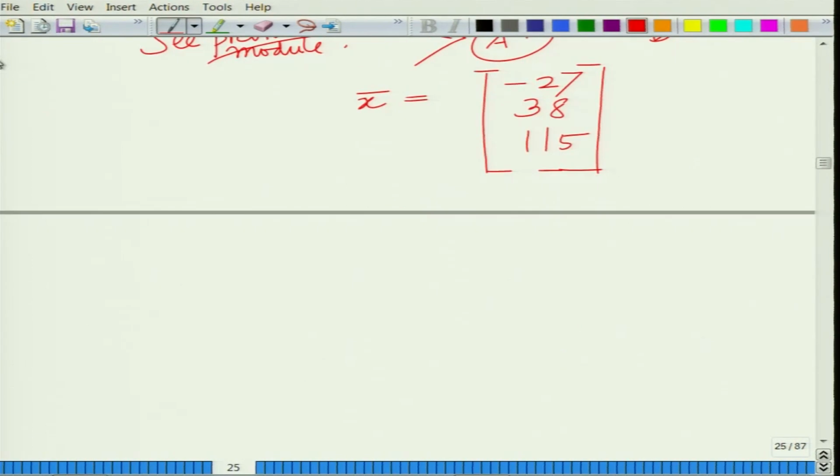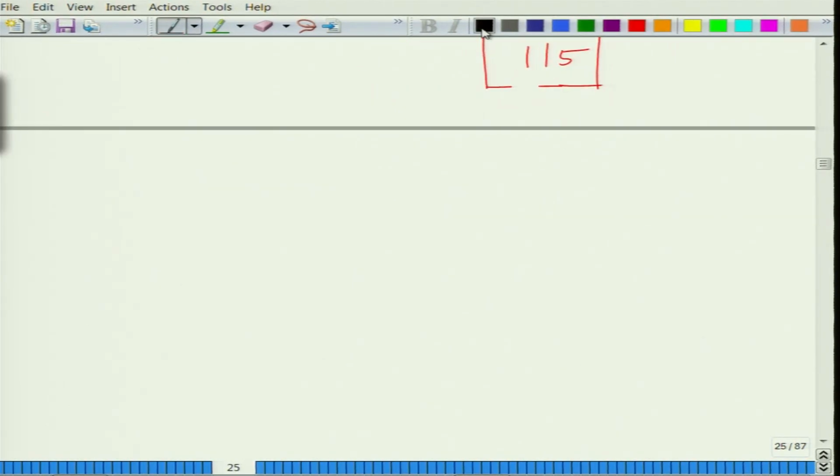Now, let us move on to other interesting examples. Of course, this is an abstract example. Let us move on to other interesting practical real life applications of linear algebra, the theory of linear algebra and matrices. All right. So, let us start looking at practical applications of this.